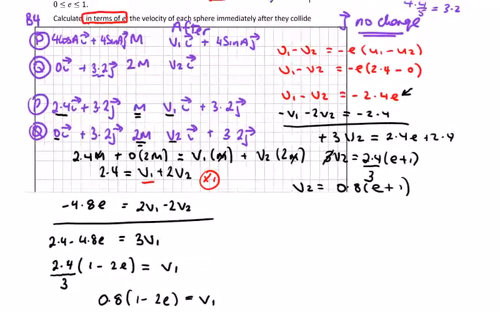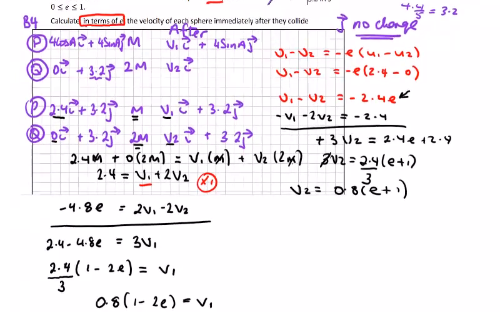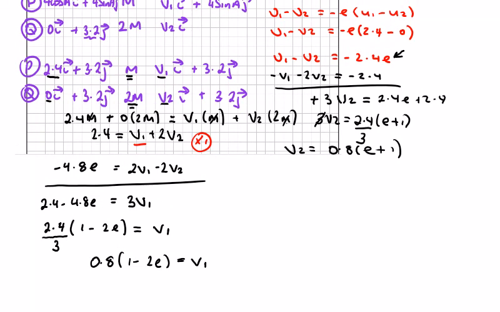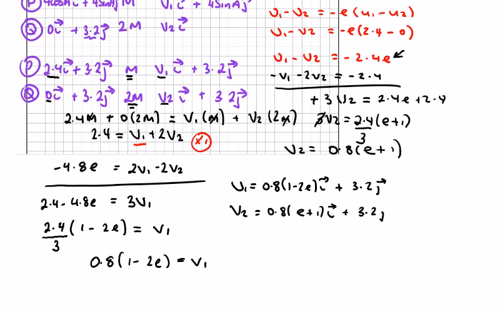And we're asked to calculate the velocity of each sphere, so this is in the i direction, so v1 is equal to 0.8 times 1 minus 2e in the i direction, plus they were both 3.2 in the j, and v2 will be 0.8 times e plus 1 in the i direction, plus 3.2 in the j.